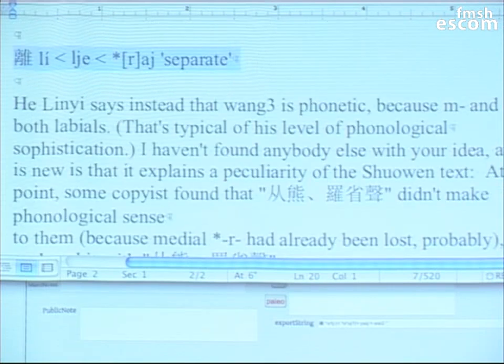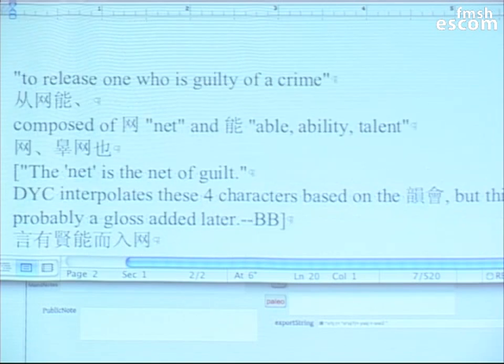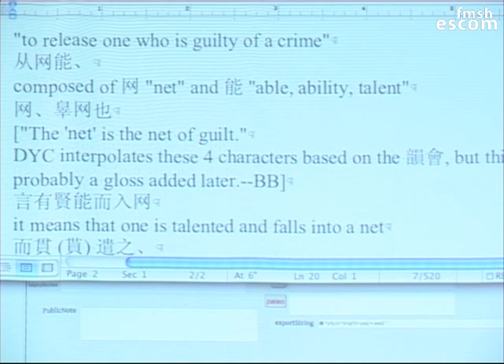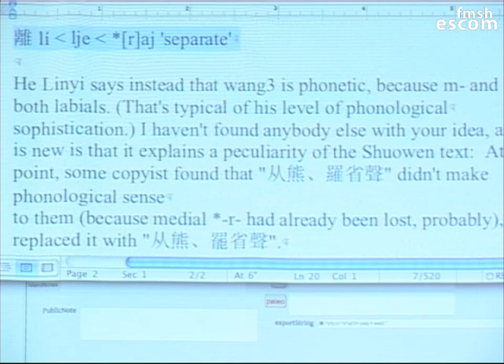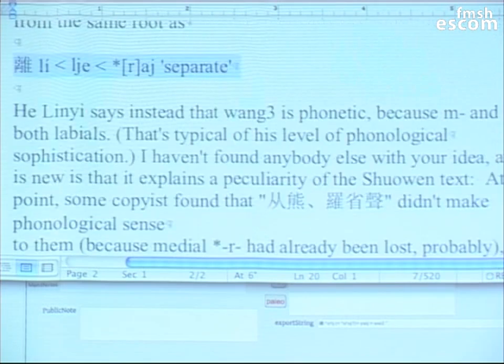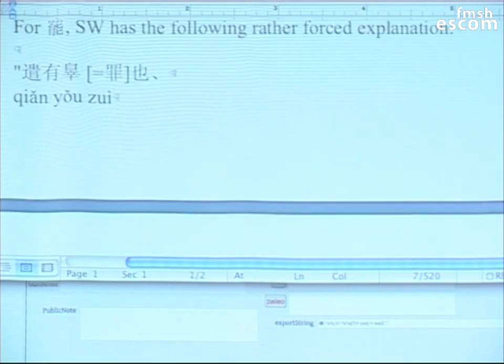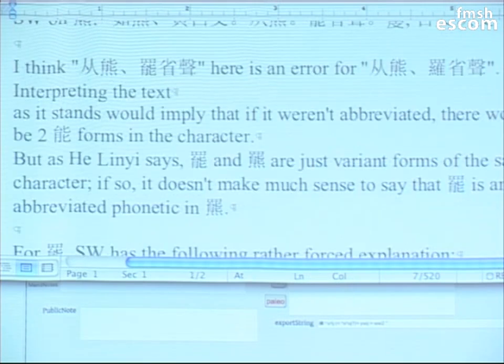Let's see, where is it? I'm sorry, I didn't put the full thing here, but I guess I did. I was just looking at what the Shuowen said about bear up here. Yeah, okay, here's.